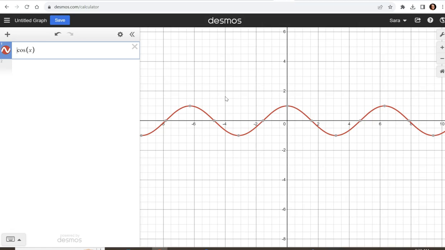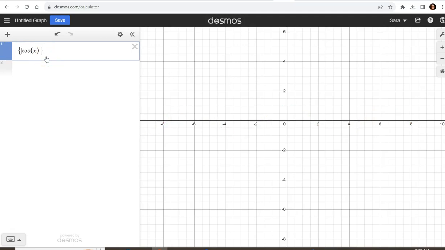The way that we're going to make this work in Desmos is we're going to ultimately put braces around the cosine of x. So braces are those squiggly brackets on your keypad. And what we're going to do is write in the format of the window that we want to see, followed by the function we want to see graphed, with a colon separating those things.